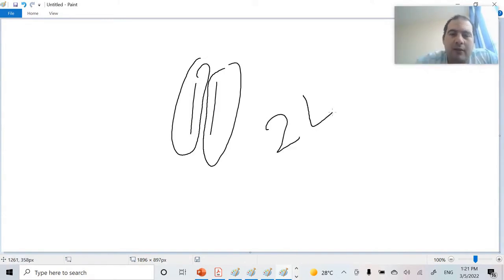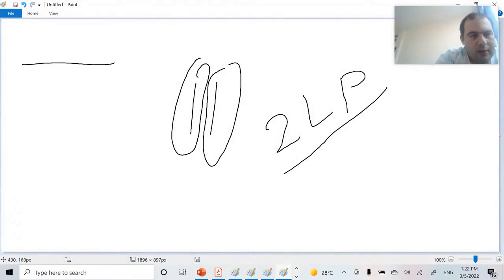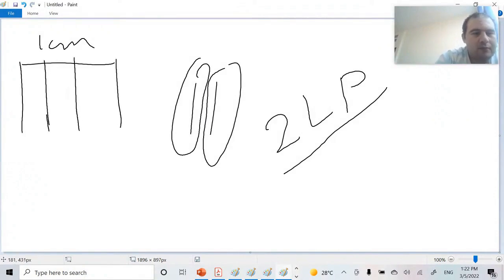Two line pairs. All right, I will take 1 centimeter and draw in that 1 centimeter, line 2, 3, 4. So, how many line pairs per centimeter do I have? 4 line pairs per centimeter. That's clear and nice.